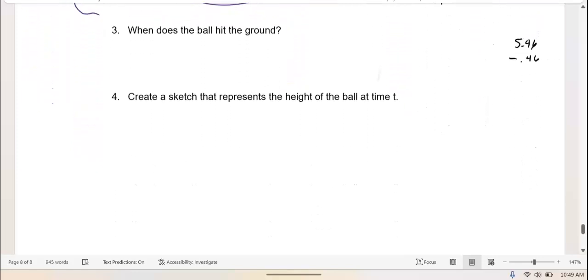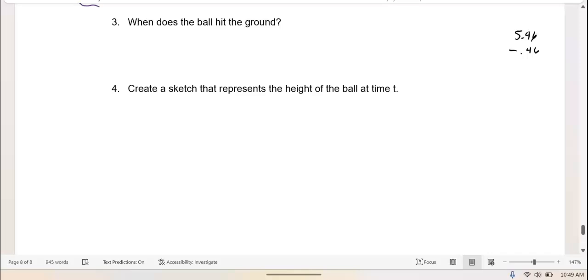All right, next question. When does the ball hit the ground? That's a trickier one. So when the ball hits the ground, we have to translate. The height's 0.